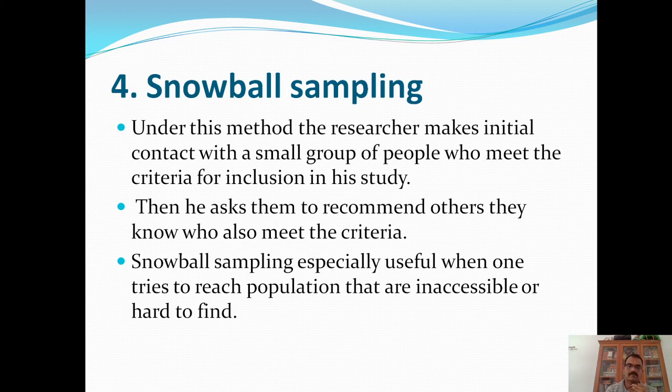Snowball sampling. Under this method, the researcher makes initial contact with a small group of people who meet the criteria for inclusion in his study. First he contacts one or two persons. Then he asks them to recommend others they know who also meet the criteria. So the first respondent will recommend the names of one or two persons, and we expand the list by using this particular method.